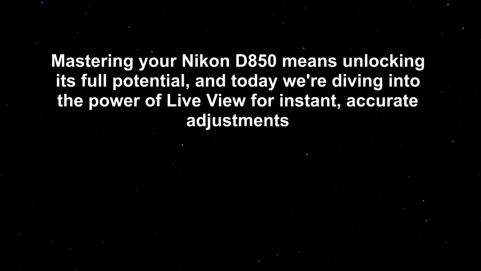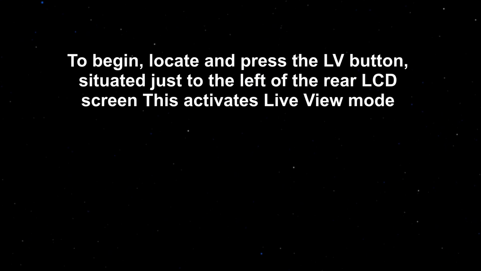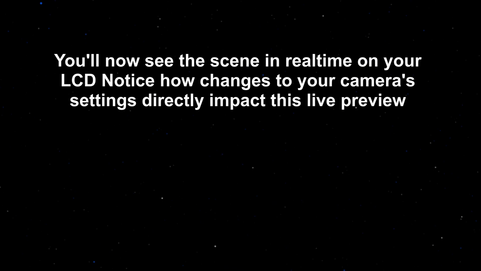Mastering your Nikon D850 means unlocking its full potential. And today, we're diving into the power of Live View for instant, accurate adjustments. To begin, locate and press the LV button, situated just to the left of the rear LCD screen. This activates Live View mode. You'll now see the scene in real time on your LCD. Notice how changes to your camera settings directly impact this live preview.